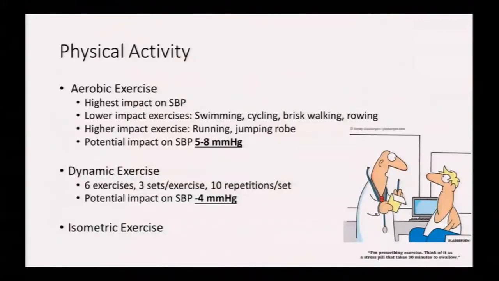All right, physical activity. There's 3 physical activities that are recommended by the ACC guidelines and AHA guidelines, and those are aerobic exercise, dynamic exercise, and isometric exercise. The one that has the highest impact on systolic blood pressure, and it could reduce it by 5 to 8 millimeter, is the aerobic exercise.